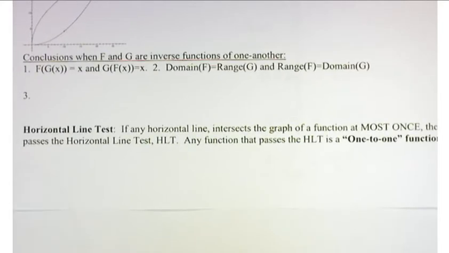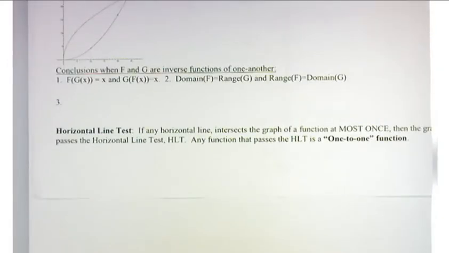And it's the horizontal line test. So if any horizontal line intersects your graph at most once, then your graph passes what's called the horizontal line test. If it passes the horizontal line test, then your function is a one-to-one function. Now the nice thing about having a one-to-one function is that the inverse of a one-to-one function also passes the vertical line test. So let's see what that's all about.